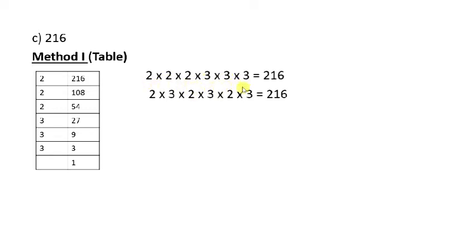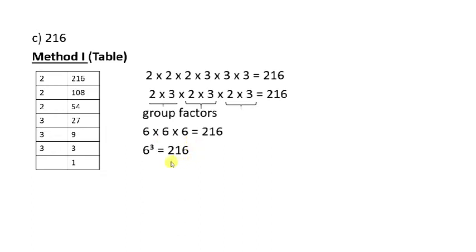So that we have identical factors. So we have grouped them. If you multiply 2 times 3, you get 6. So we have 6 times 6 times 6, giving us 216. 6 to the power 3 is 216. Therefore, 216 is a perfect cubic number.